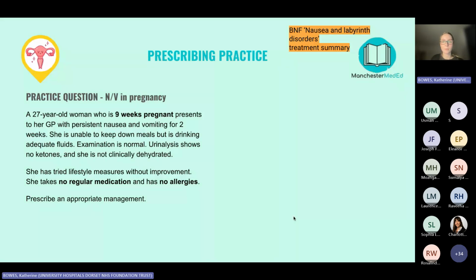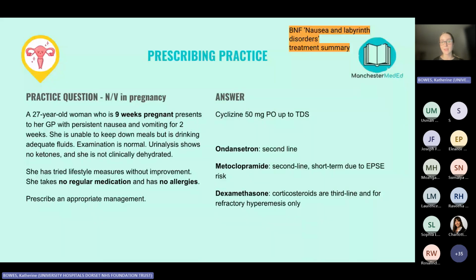Okay, nausea and vomiting in pregnancy. So here I prescribe cyclizine. There are lots of different options that you could prescribe here, referring back to the previous slide and the BNF. So don't worry if you didn't pick that. But just why maybe that's more appropriate than some others I've mentioned.